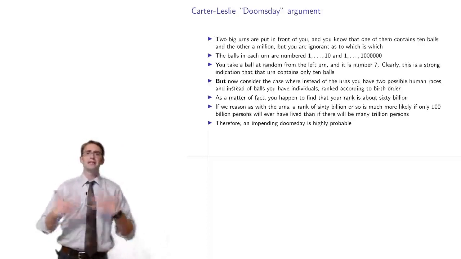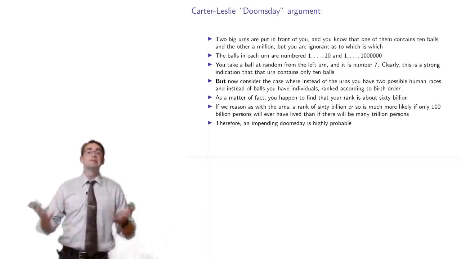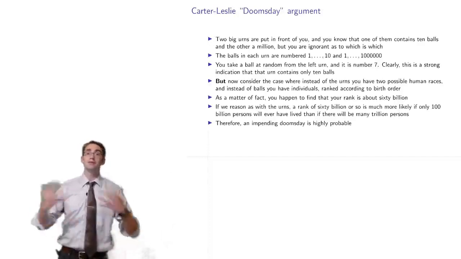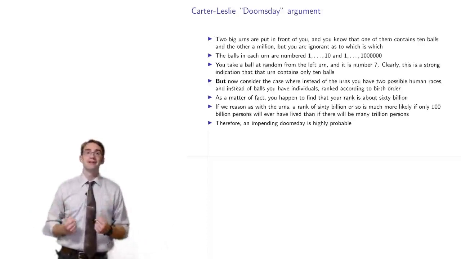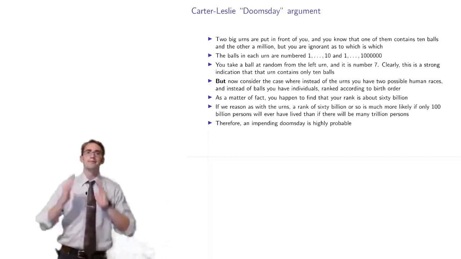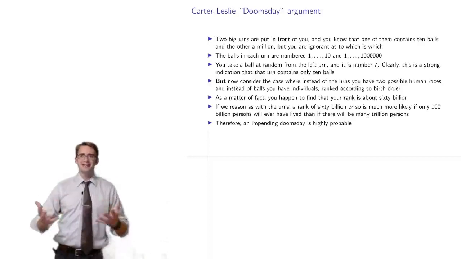And so therefore, the reasoning is that a rank of 60 billion or so, meaning being the 60 billionth or so person to be born, is much more likely if only, give or take, 100 billion people will ever have lived than if there are going to be many trillions or quadrillions of people multiplying throughout the universe. So therefore, an impending doomsday is highly probable. That's the Carter-Leslie doomsday argument. I encourage you to think about it and reason about it to yourself, and see what about it makes sense to you and what doesn't.